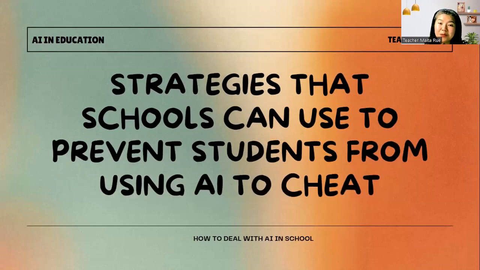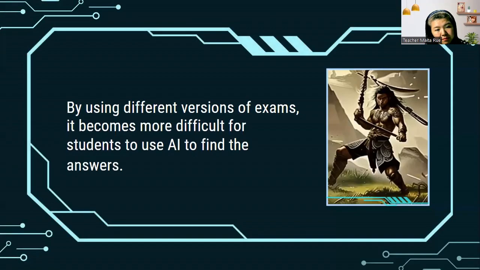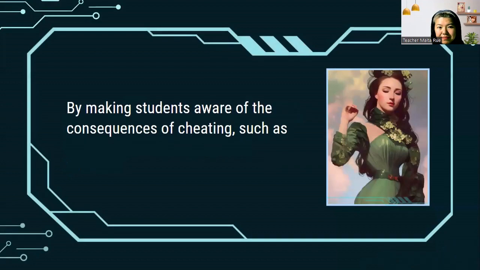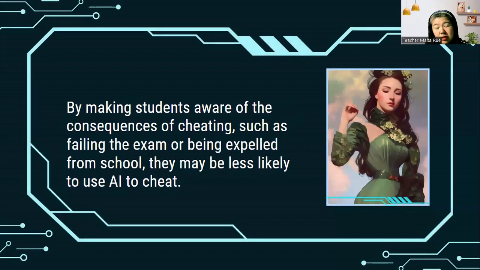Strategies that schools can use to prevent students from using AI to cheat. So you could do different versions of the exams. It's a little difficult because then you'll have to make different exams for the students. Or you could just make the students aware of their academic integrity. Tell them that asking ChatGPT for the answers is cheating. You could fail, especially if we find out. I hope that would deter them. I hope.